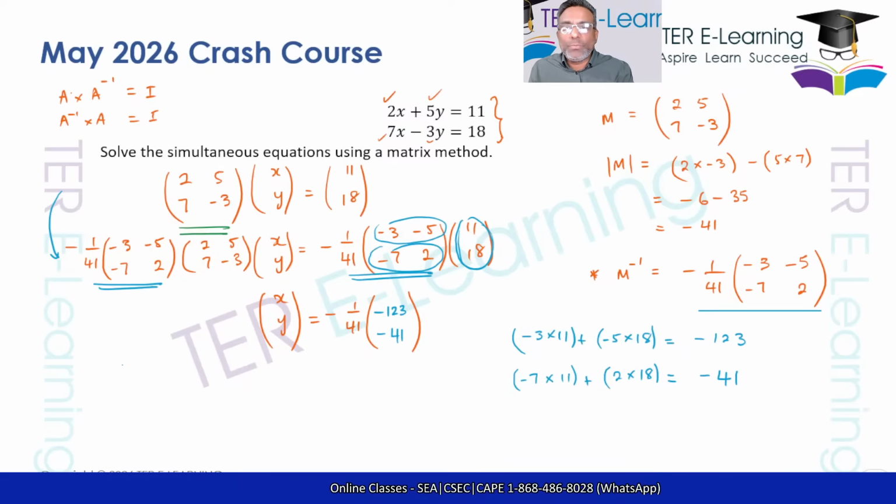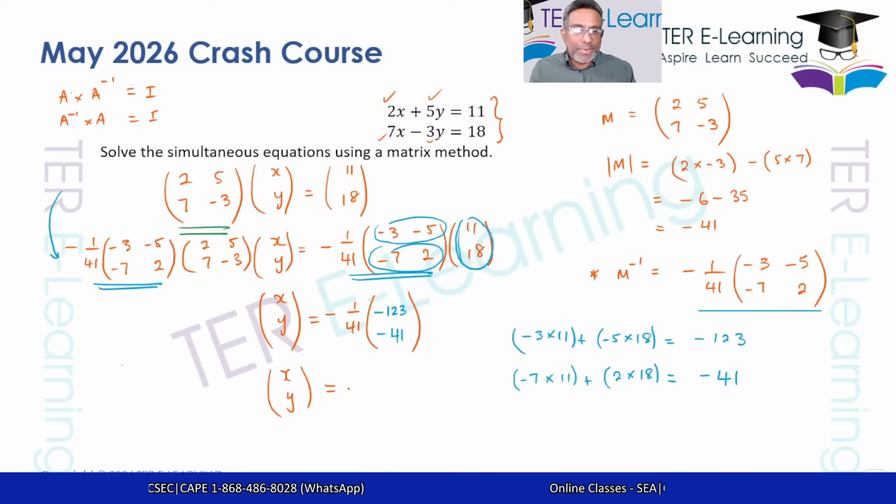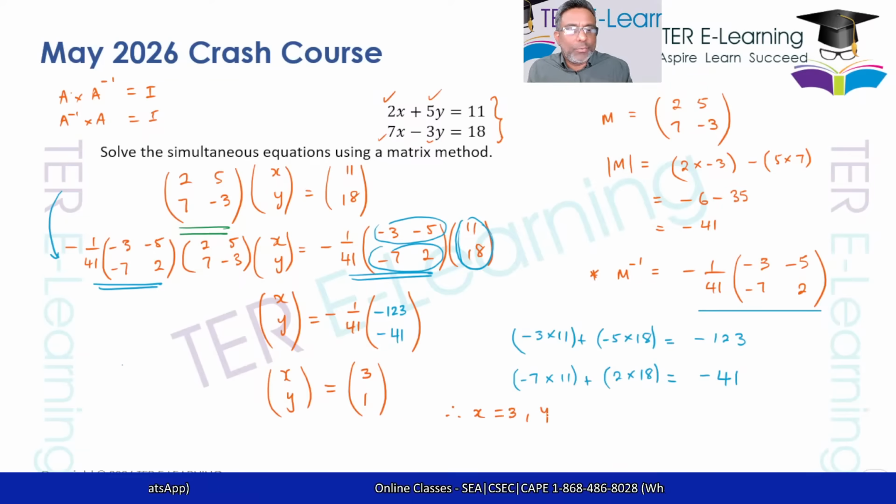The next step now is to simply multiply on the right-hand side. So we're going to get x y is equal to minus 1 over 41 multiplied by minus 123. Divide by 41, you're going to get positive 3 here. And for this one here, we are going to get 1. Therefore, x is equal to 3 and y is equal to 1. I hope that makes sense.